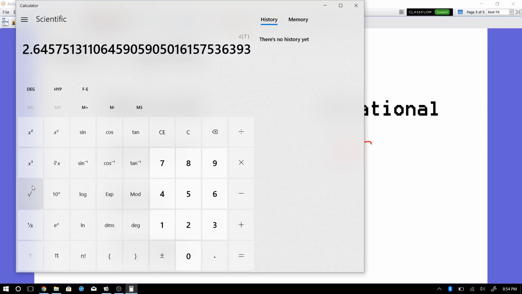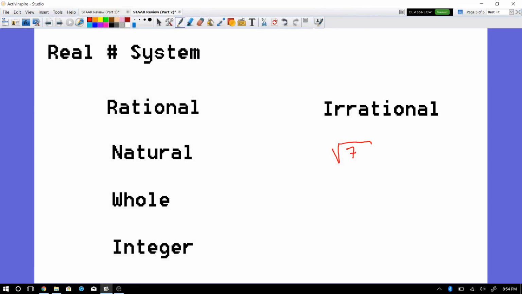That's why it's irrational. See, look, you see that it has 6, 4, 5, 7, 5, 1, 3, 1, 1, 0, 6, 4, 5, on and on and on. You're not seeing a pattern in there. You know why? There's no pattern. It's something that's going to go on forever, and it's something that's going to be an approximation. There is no solid answer for the square root of 7. The best answer for the square root of 7 is the square root of 7, because whenever you actually try to find the square root, you can't.